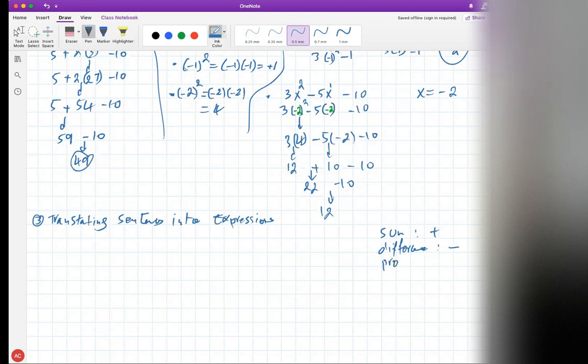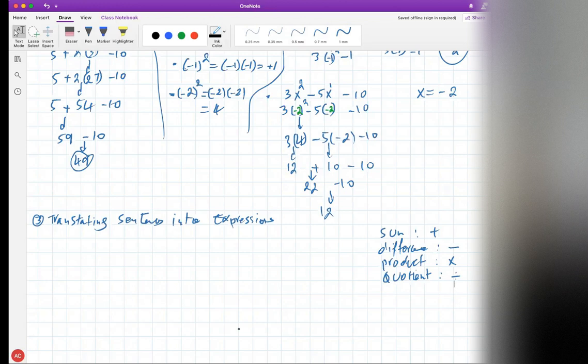And when you say the product, that's multiplication. And the last one is division. Quotient, that's right. So whenever you see quotient, this means division.